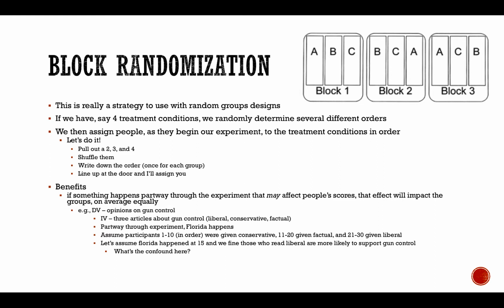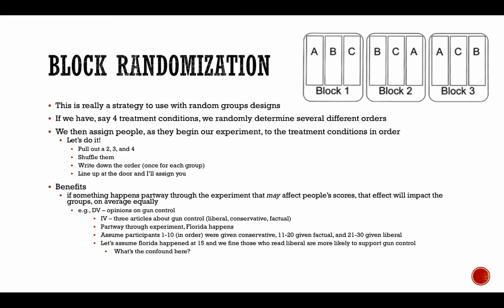So, the benefits of block randomization. If something happens partway through the experiment that may affect people's scores, that effect will impact the groups, on average, equally. As an example, let's say we're looking at opinions on gun control, and the independent variable is 3 articles about gun control. One is written from a liberal perspective, one from a conservative perspective, and one from a factual perspective. And then partway through the experiment, something like Florida happens, or most recently, Pittsburgh, I think. The man who fired on the Jewish synagogue, a terrible tragedy, but let's say you're in the middle of the experiment and something like that happens.